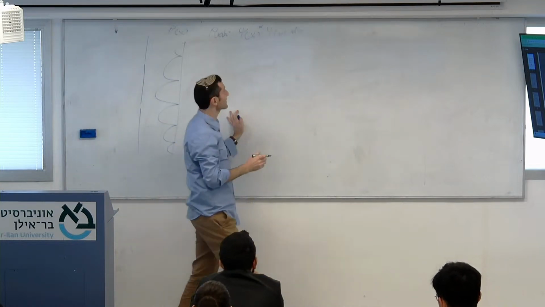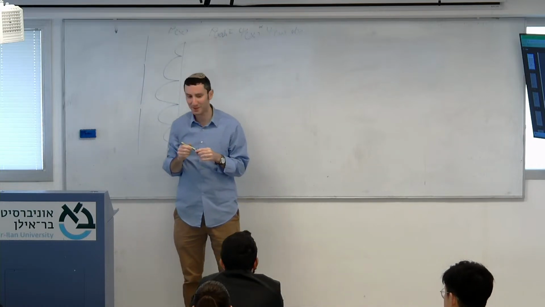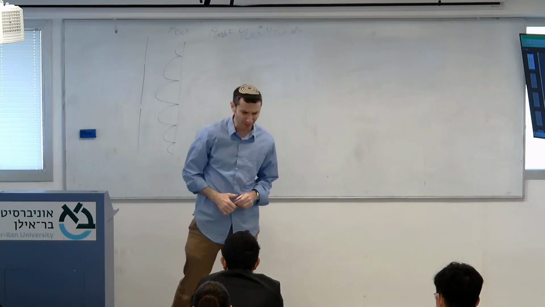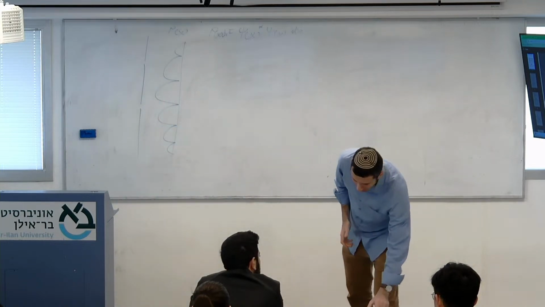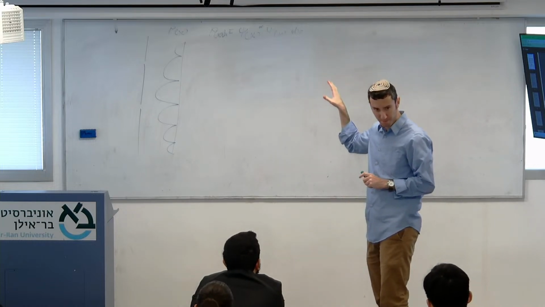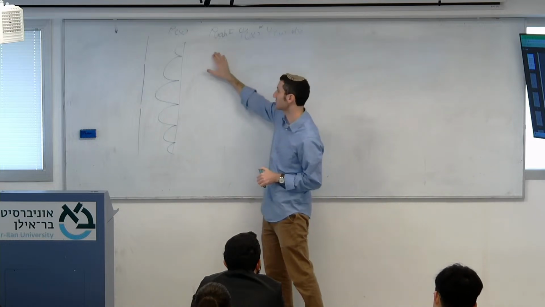So, psi of x dx. This is a definition, so I can write it like this. And this marker is also not amazing. So this is the definition. This is how psi is defined.